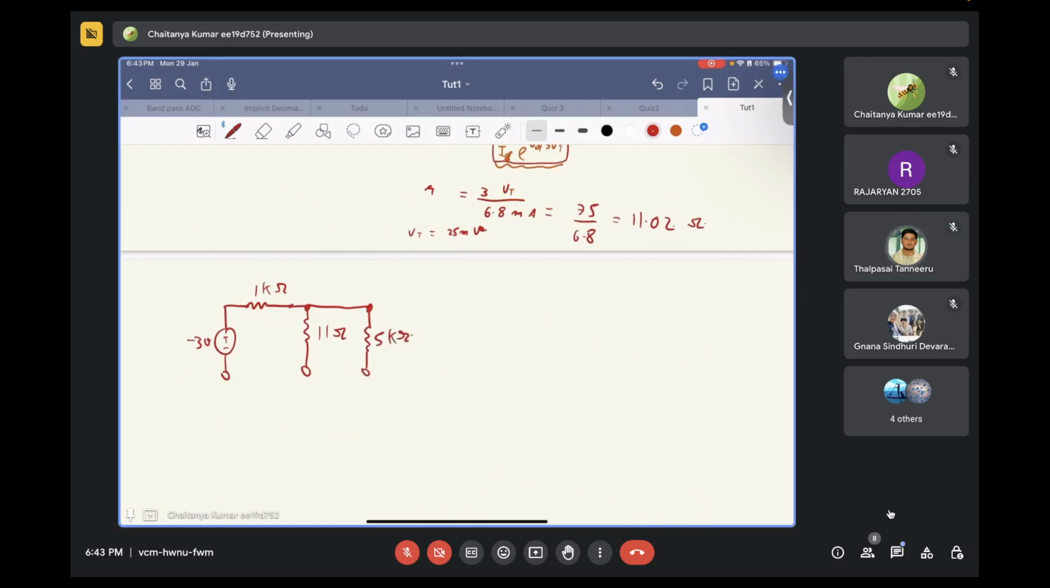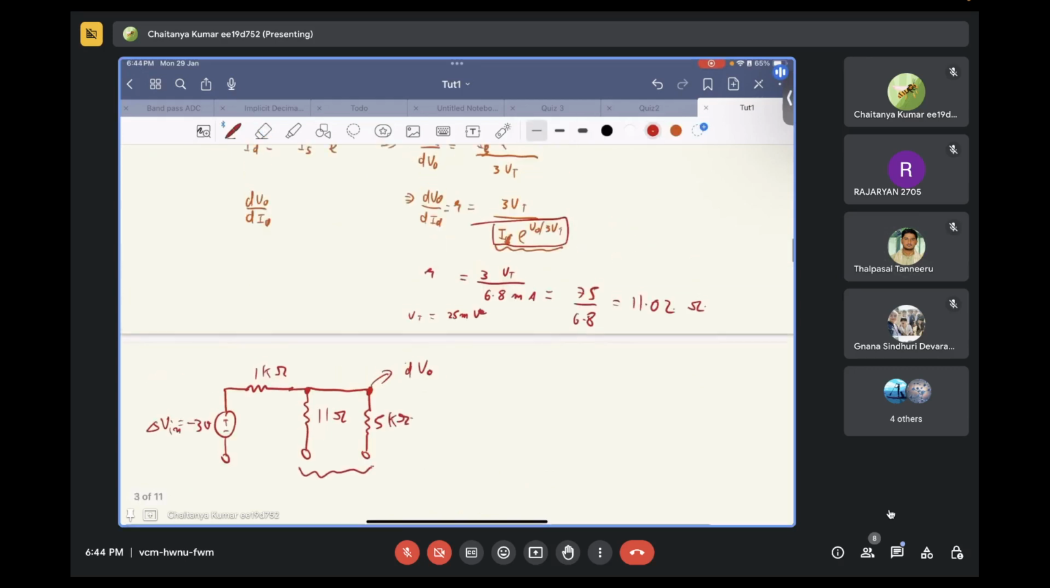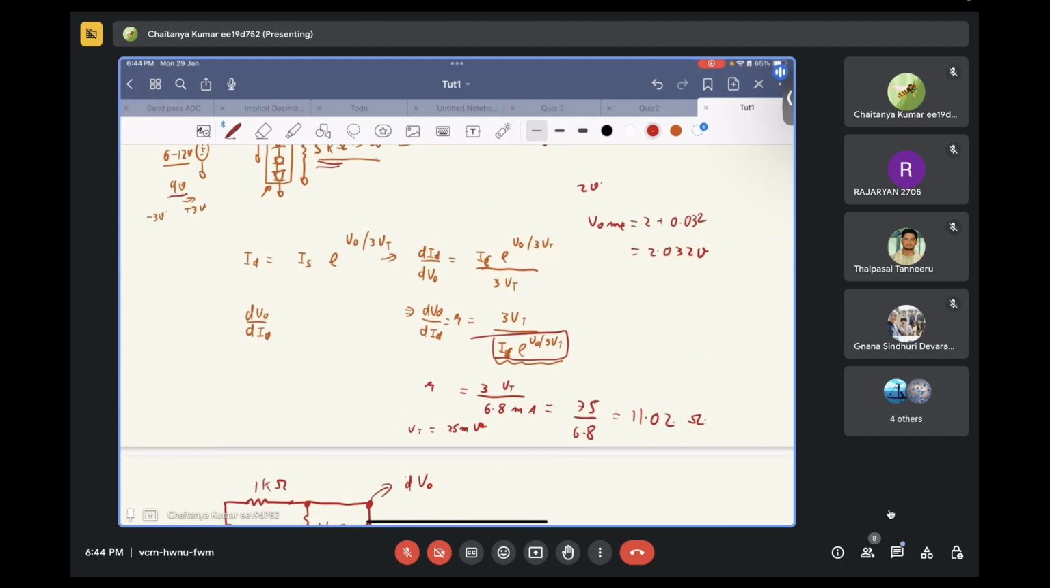5 kilo ohms. So, can anyone quickly tell, if dV in is minus 3 volts, what will be dV out? What will be the parallel combination of these two? Sir, 11 ohms approximately. So yeah, if you take it approximately as 11 ohms, then your dV out will be just the negative value of whatever you got over here.